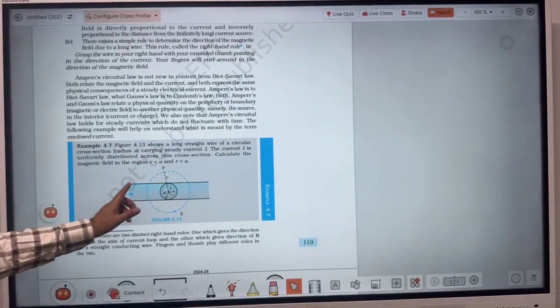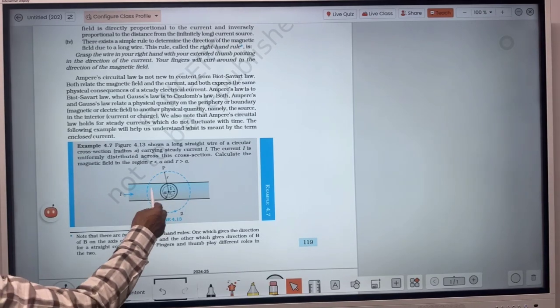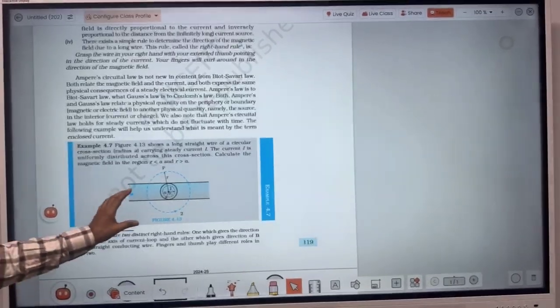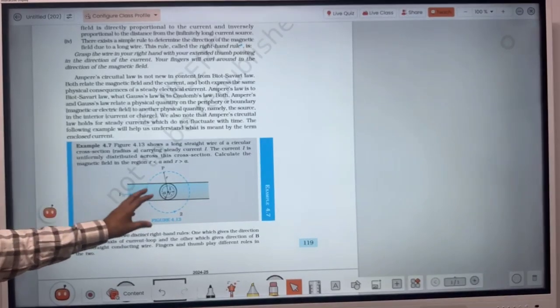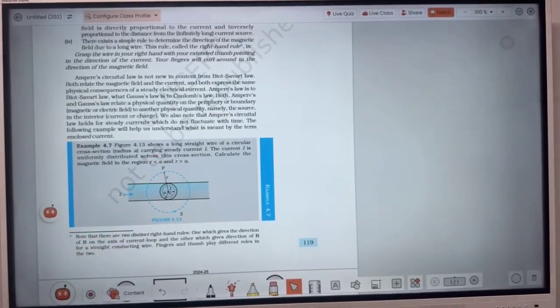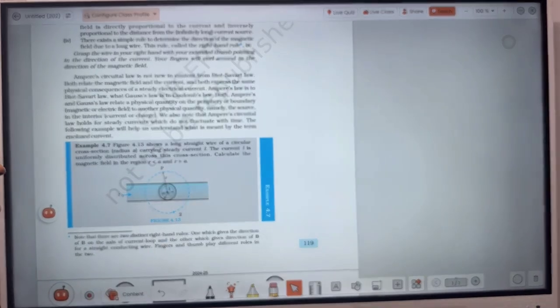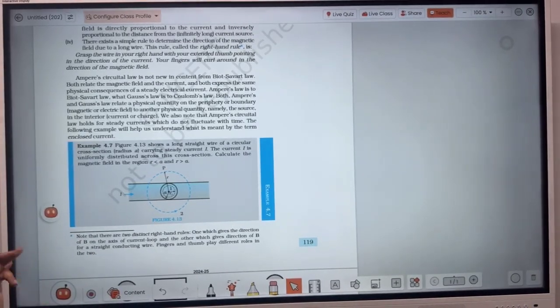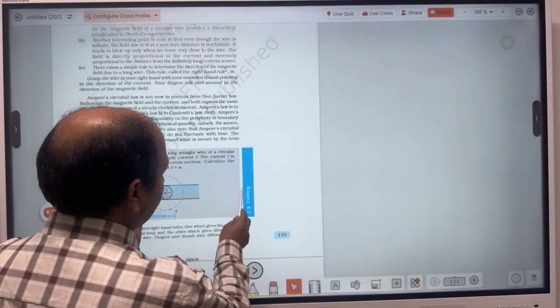So when we consider any point inside, in that case the current will reduce because the current is uniformly distributed throughout the volume. But if we take this outer circle, in that case the current will remain the same. So two situations we will deal with, and then we are going to draw the graph for the same. So let's proceed.